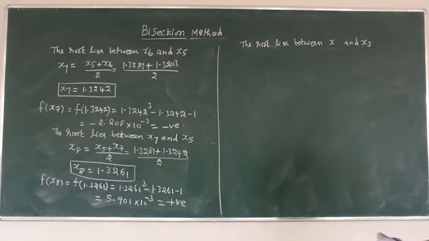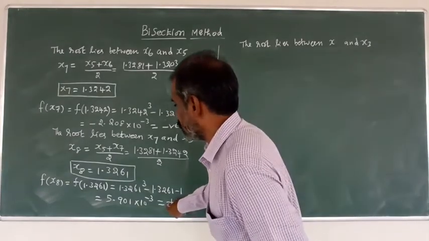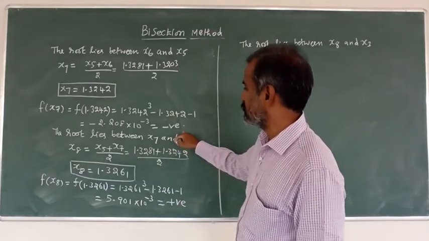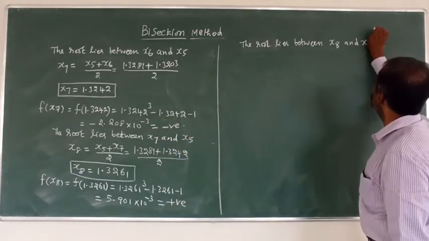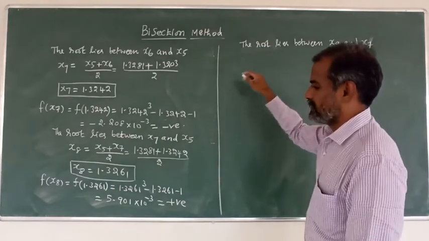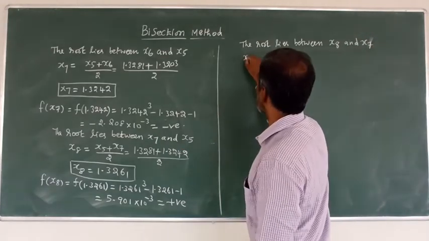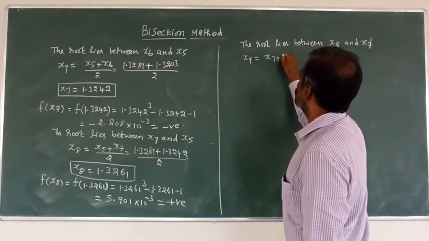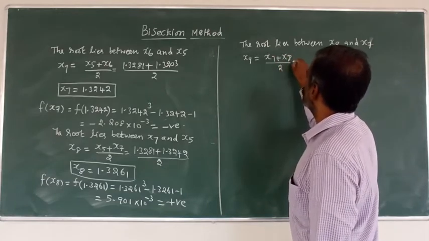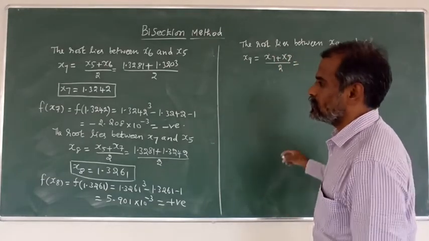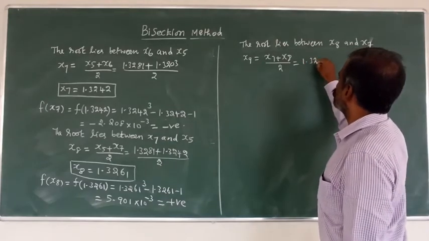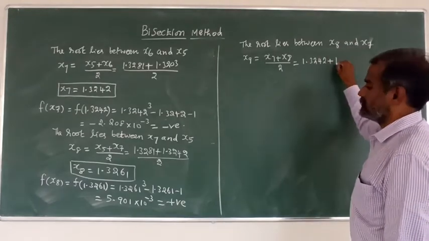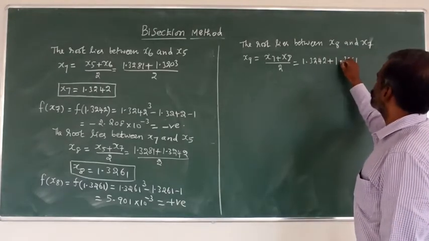The root lies between, this is for positive x8 and negative value we can take x7. Now another iteration: x9 equals the average of these two, x7 plus x8 divided by 2. x7 value 1.3242 plus x8 value 1.3261 divided by 2.